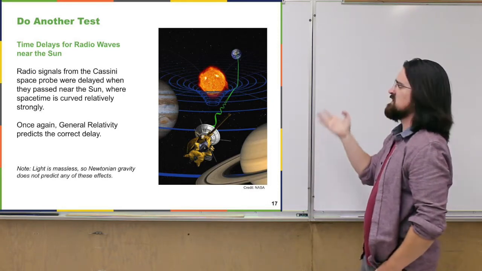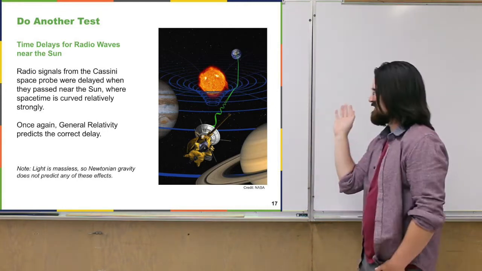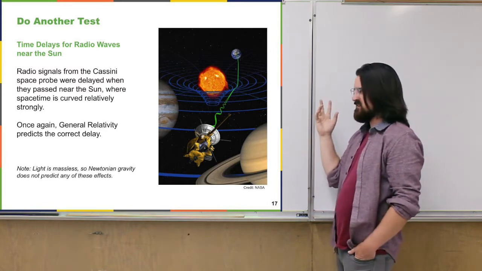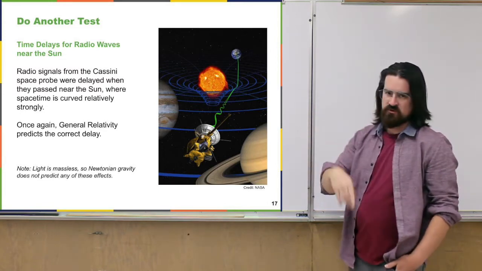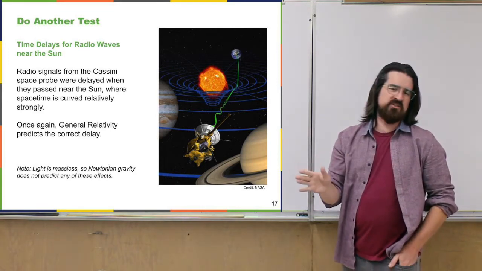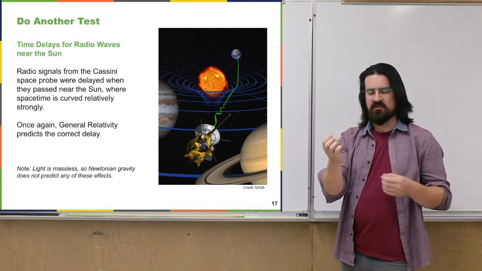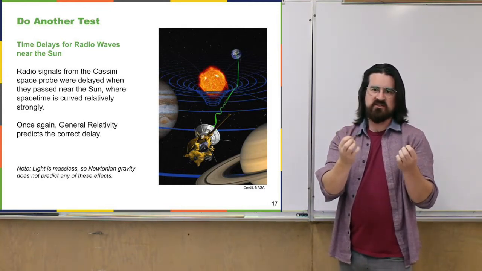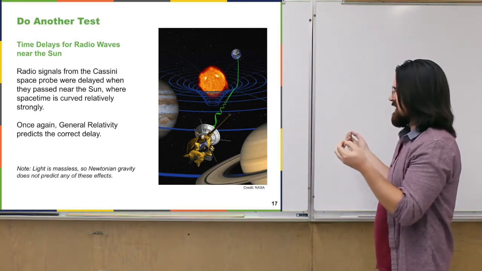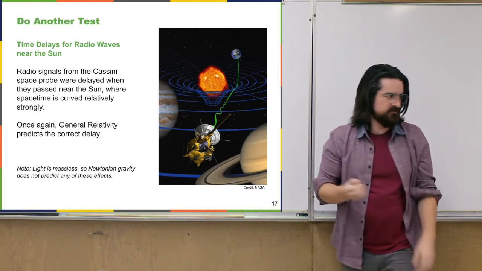I should emphasize that this kind of effect, particularly mass creating effects on light, is something totally foreign to Newtonian gravity. Newton's theory of gravity doesn't predict that mass would affect light at all, because gravity in Newton's view is just something that happens between objects that are massive, made up of matter. Light doesn't have any mass, so we would not expect any of this to happen in Newtonian gravity.